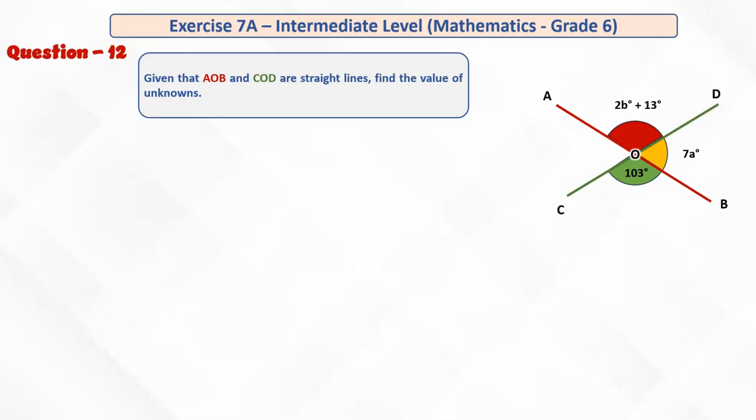Bismillahirrahmanirrahim. Let's solve question number 12 of exercise 7A, intermediate level mathematics grade 6. Given that AOB, the line in red, and COD, the line in green, are straight lines, we have to find the value of the unknowns.